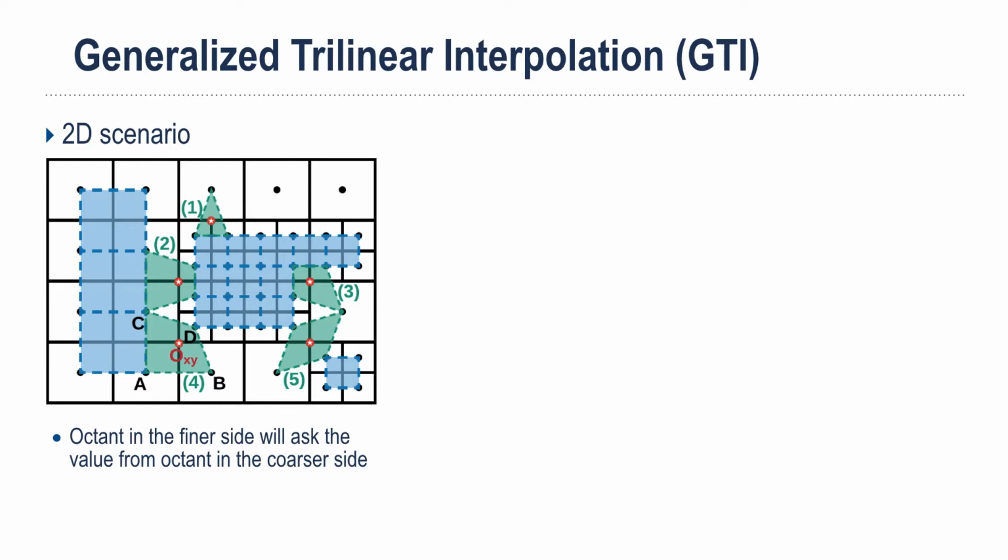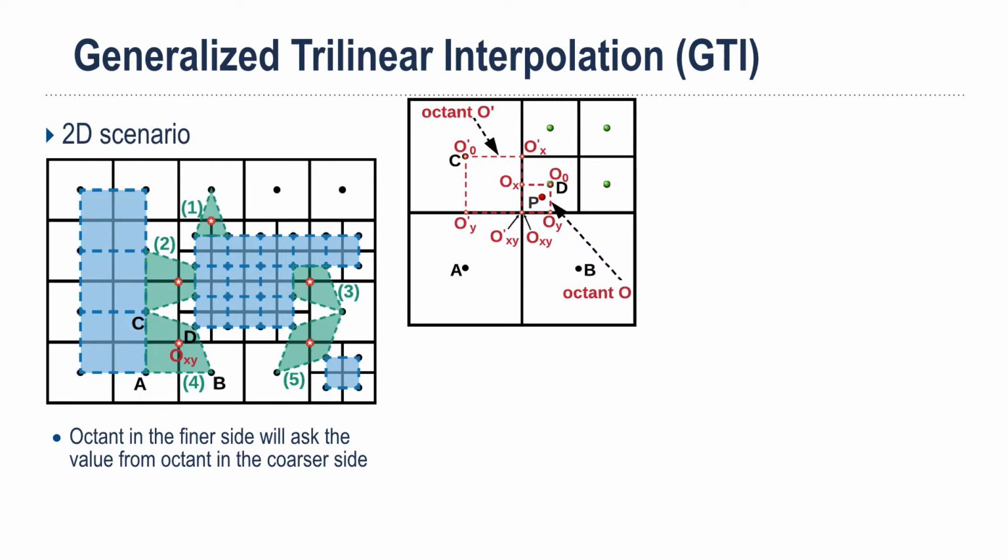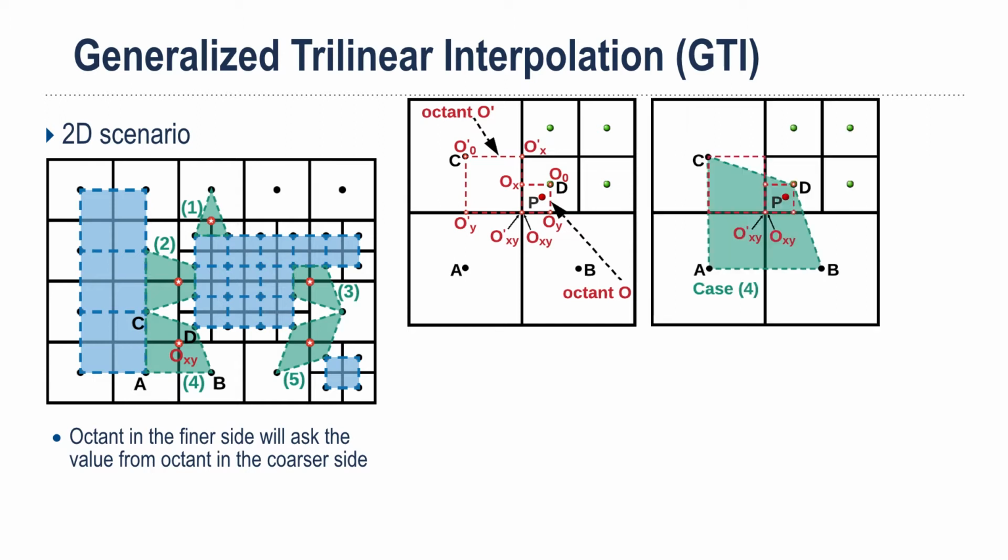To provide an intuitive understanding, we begin with a 2D example. Sample point P is contained within an octant at the finer side, within which we wish to perform bilinear interpolation. To do so, we must initialize the octant vertices. The value of O0 is known. The other 3 vertices lie on the finer side of the level boundary and must be set to interpolate smoothly with the data on the coarser side.